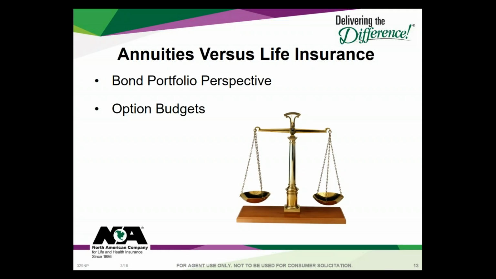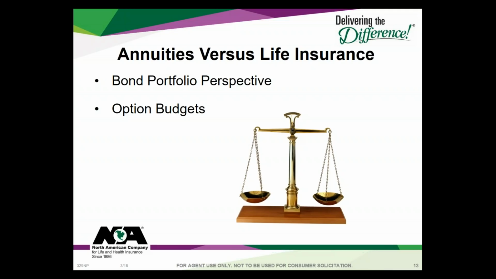Annuity companies generally can only make profits in one way: a spread. A spread between what they're earning on their bonds versus what they're paying out on their bonds. That's how annuities can typically make money. Life insurance companies have a lot more things available to them to get revenue.